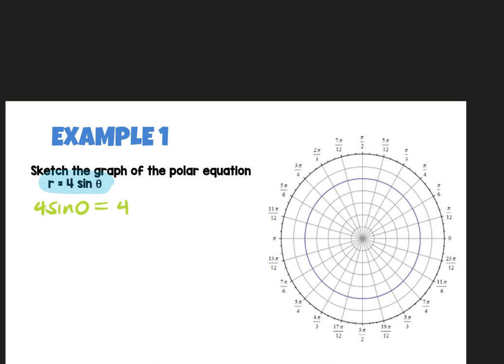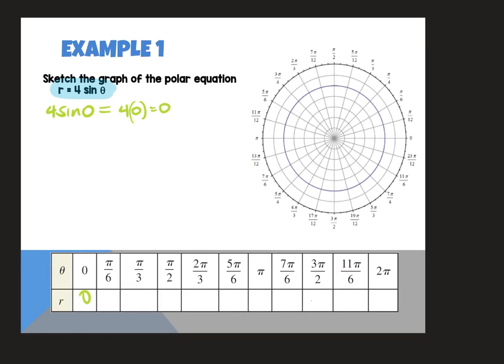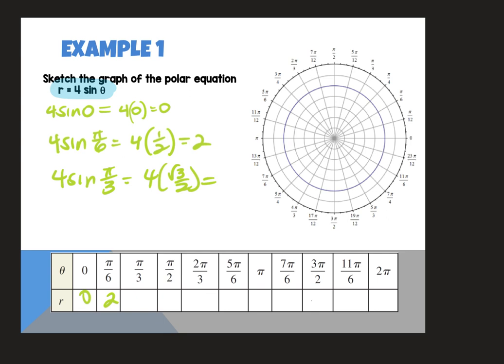Yes, the y at 0 is 0. So I get 0. What is the sine at pi over 6? Root 3, 1 half. What is the sine at pi over 3? Root 3 over 2. So I simplify this and I get 2 root 3.